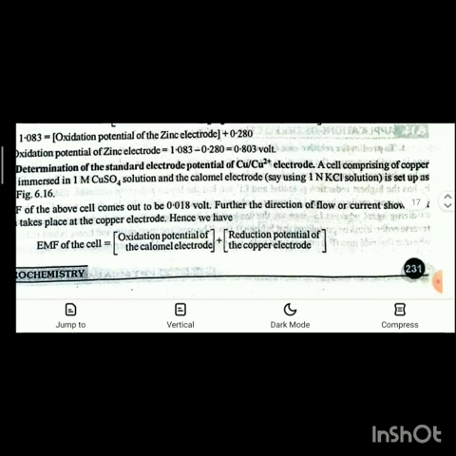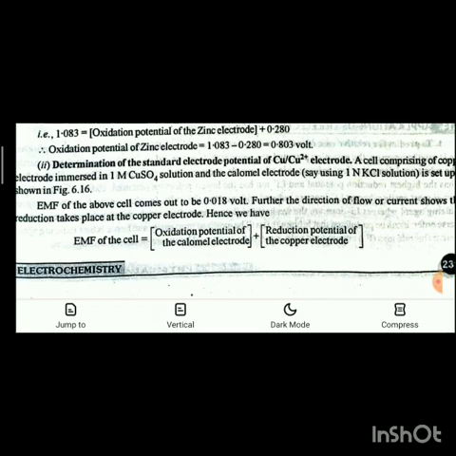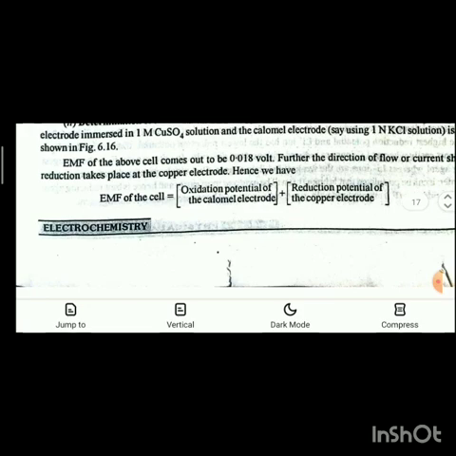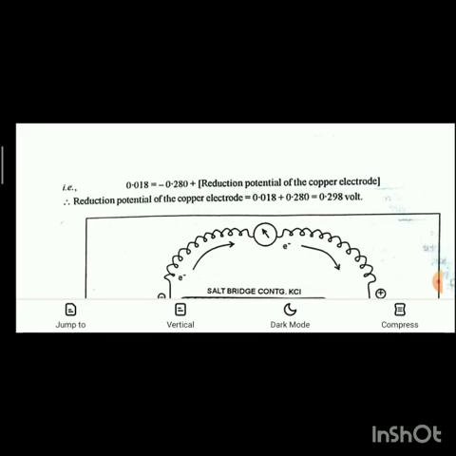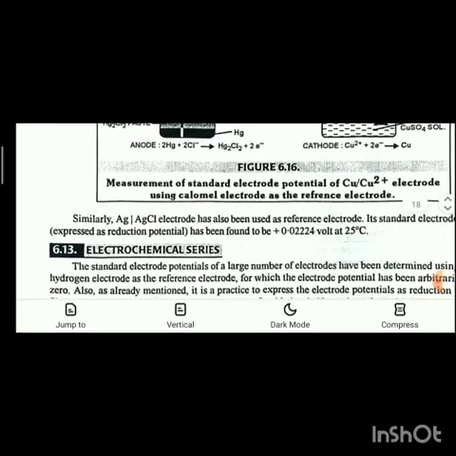Number 2. Determination of standard electrode potential of the copper 2 positive electrode. This cell comprises a copper electrode immersed in 1 molar copper sulphate solution and a calomel electrode. The EMF of the above cell comes out to be 0.018. Further, the direction of flow of current shows that reduction takes place at the copper electrode. Hence, we have EMF of cell equals oxidation potential of calomel electrode plus reduction potential of copper electrode. 0.018 equals minus 0.280 plus reduction potential of copper electrode. Reduction potential of copper electrode equals 0.018 plus 0.280, which equals 0.298 volt.